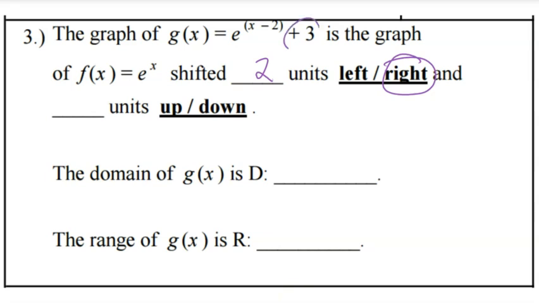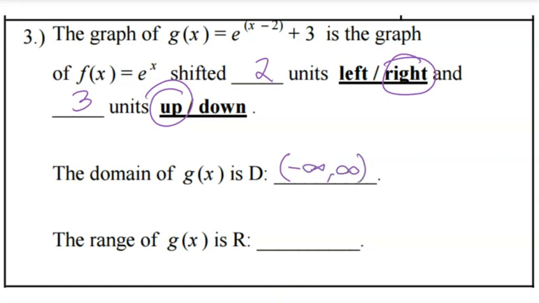And then this plus 3 on the end, that's the vertical shift, and it's what you see is what you get. Since it's plus 3, it's up. So that's up 3 units. Okay? So that's all we had to do there. Then it says the domain of g of x is, well, g of x is an exponential function. And all exponential functions have a domain of negative infinity to positive infinity.